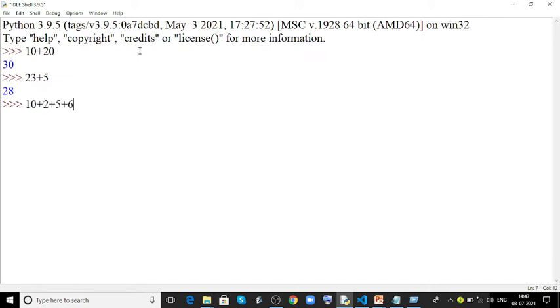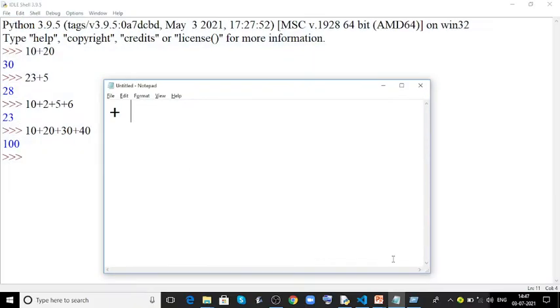Now can you guess what is the answer? 10 plus 2 plus 5 plus 6. The answer is 23. In the same way, you can use the plus operator as many times as you want in your Python program. Now see what is the answer? 10 plus 20 plus 30 plus 40. The answer will be 100. Okay. So this is all about the plus operator. Very simple. In the same way, the next arithmetic operator is minus.